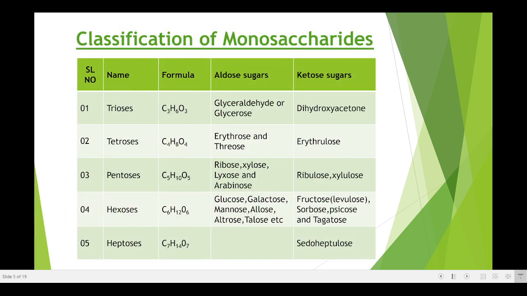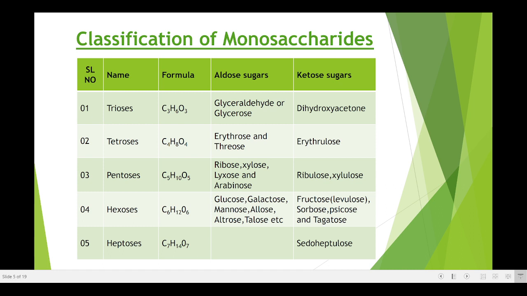Now we come to the classification of monosaccharides. Here we can see monosaccharides classified on the basis of carbon number and functional groups. In this table, we can see the classification of monosaccharides. First one, trioses. C3H6O3 is the molecular formula for trioses. Glyceraldehyde or glycerose are the examples for aldose sugars. Dihydroxyacetone is the example for keto sugars in trioses.